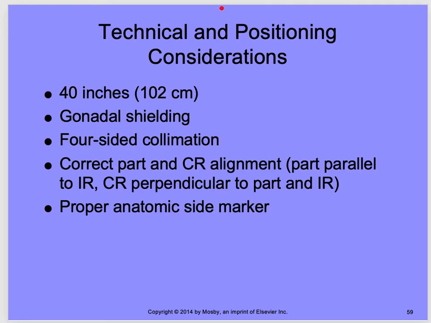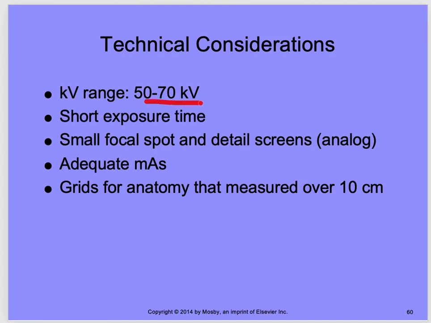Okay. So technical and positioning considerations: 40 inches. Make sure that you shield the gonads. You have four-sided collimation, the part parallel to the image receptor, central ray perpendicular to the part, proper anatomic side marker. And we'll get to those when we talk about positioning. Your kV ranges are usually 50 to 70 kV. You're going to use a short exposure time. It's a small focal spot, so SFS, small focal spot. Make sure you have adequate mass. And then grids for anatomy that measure over 10 centimeters. Usually that's for the knee, and from the knee on up the femur, you're going to more than likely use a grid. There are some texts that don't use a grid for the knee, but that's just a matter of preference.